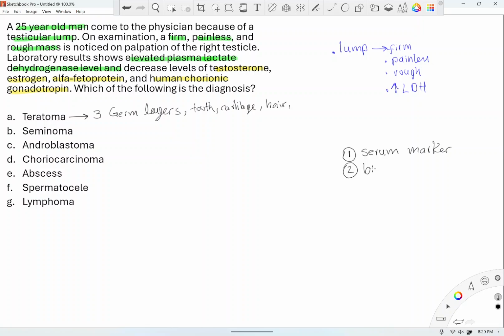Second, we look at biopsy tissue. What would you find on biopsy? That's what I'm going to focus on. I hope you guys bear with me with that.